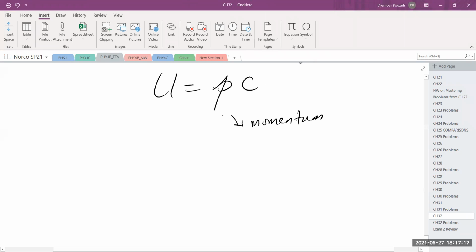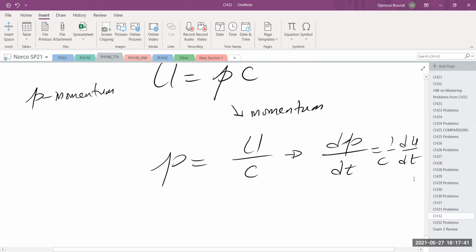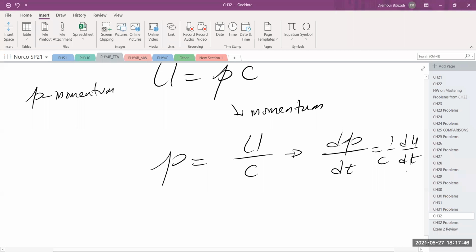So this is the second P. That's the momentum. So the momentum P is equal to U over C, the ratio of the energy over C, which means that the rate at which the momentum is changing with time is going to be just 1 over C times the power, because dU over dt is just the power. So the change in momentum is equal to 1 over C times the power. The rate at which energy is changing, that is always power.